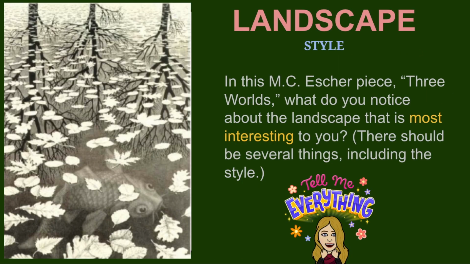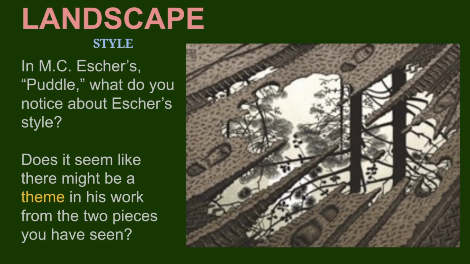The next two drawings are going to be M.C. Escher. He really was the master of creating an unusual viewpoint. So here you can see a carp in what looks like it might be a river, and there are leaves over the top of the water, and then you can actually see trees as the reflection on the top. This is another really unusual landscape drawing because, again, you're seeing the reflections of the trees in that puddle, and then there's footprints and tire treads that go through that composition as well.